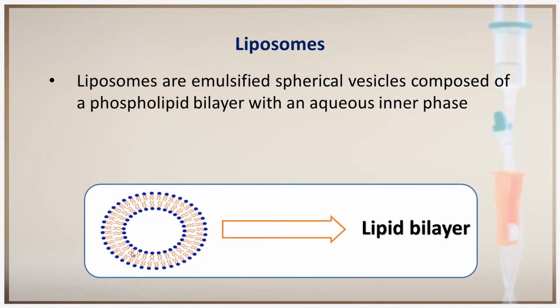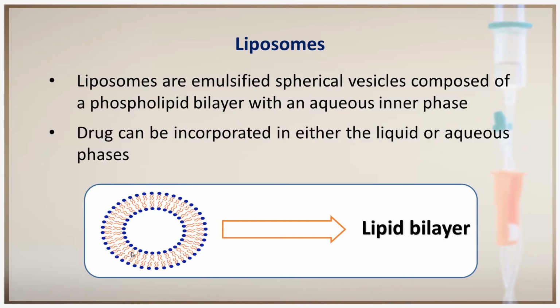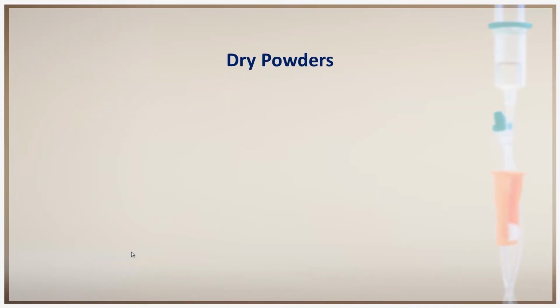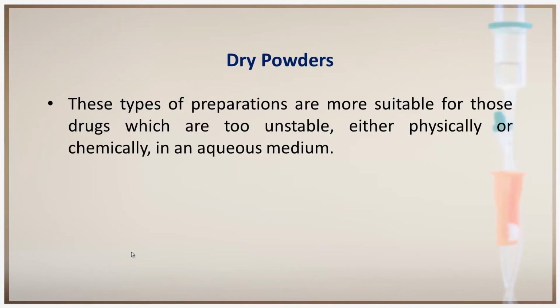Liposomes are emulsified spherical vesicles composed of a phospholipid bilayer with an aqueous inner phase, and the drug can be incorporated either in the lipid phase or in the aqueous phase. So, liposomes are another example of parenteral emulsions. Now moving to dry powders. Dry powders are preparations required to be reconstituted before administration.